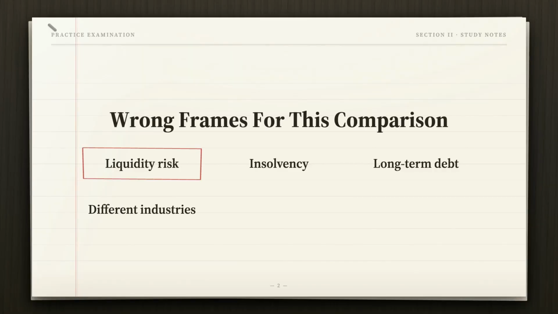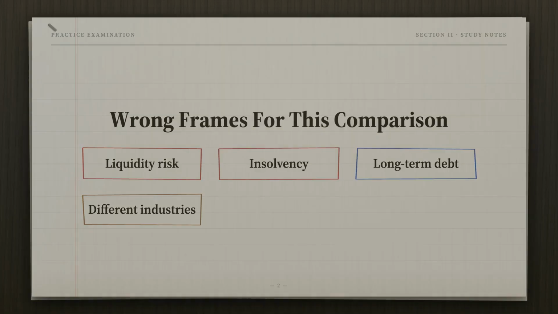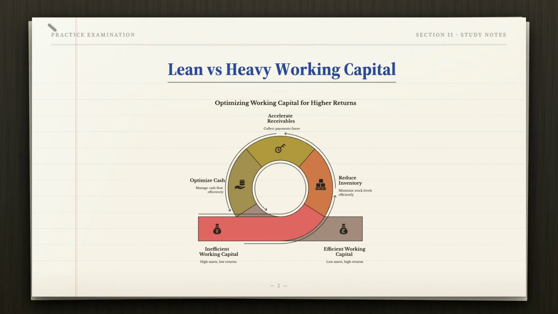It's tempting to misread this gap as a warning sign, but it isn't. It says nothing about liquidity risk, insolvency, long-term debt, or even whether the firms are in different industries. Direct competitors can simply choose different working capital levels. This reflects a real management choice. Run lean with minimal cash and tight inventory, or run heavy with a generous cushion.